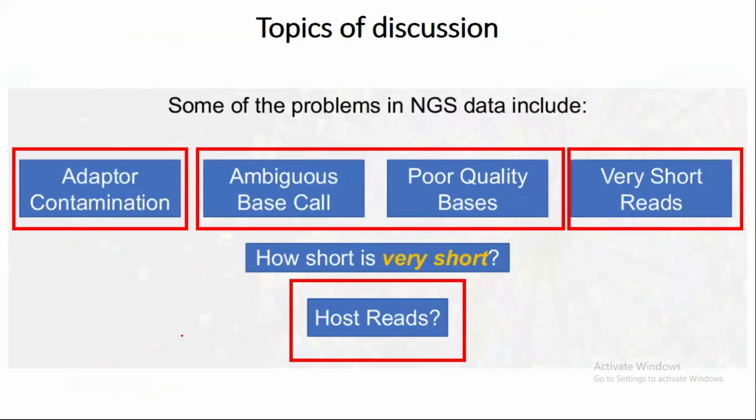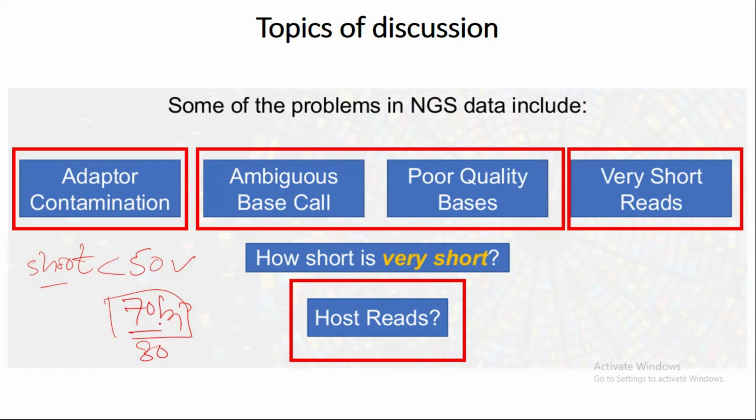So how short is very short? According to the literature, less than 50 base pairs is short. Our professors recommend 70 base pairs, starting from 70 or 80 base pairs, but I have seen 50 base pairs. The recommendation is to just take reads that have 50 to 70 base pairs of length. So this was all about short reads and adapter contamination.